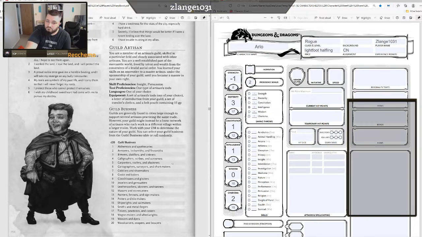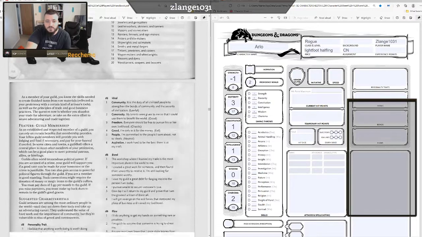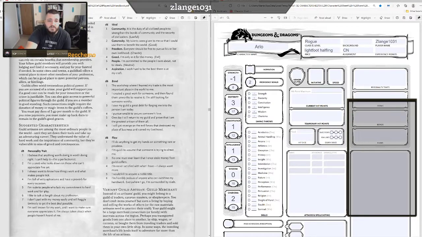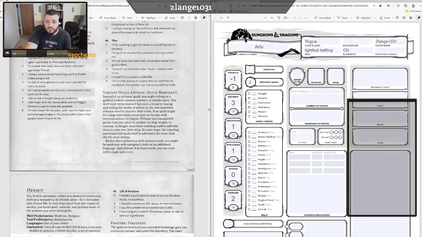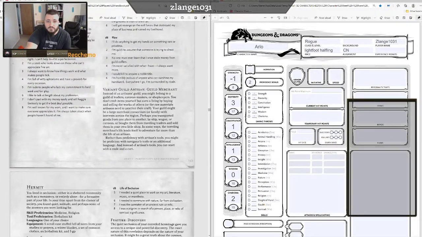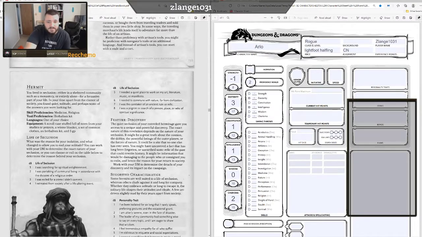I think it pretty much just gives you proficiencies with different crafting items. And gives you a guild membership, which means you can go up to a... I'll let you guys read that when you make your own character, but you can find a guild and do some work for them, I guess. You can do a guild merchant, which is a variant of the guild member. A hermit? No. Hermit's not the one I like.